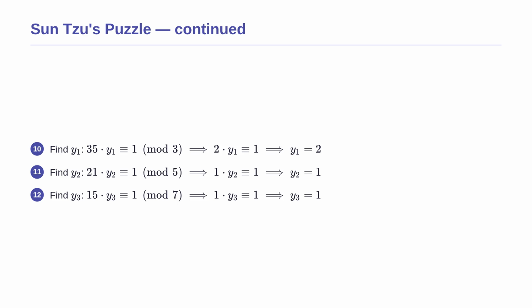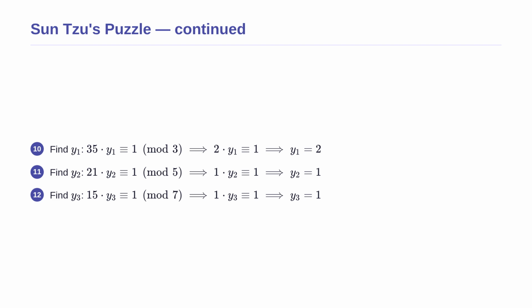Now we must find the modular inverses, which act as our mathematical keys. For the first equation, we need a number y1 such that 35 times y1 leaves a remainder of 1 when divided by 3. Since 35 divided by 3 leaves a remainder of 2, we are solving 2 times y1 equals 1 modulo 3. Multiplying 2 by 2 gives 4, which leaves a remainder of 1, so our first inverse is 2. For the second equation, 21 already leaves a remainder of 1 when divided by 5, so the inverse y2 is simply 1.